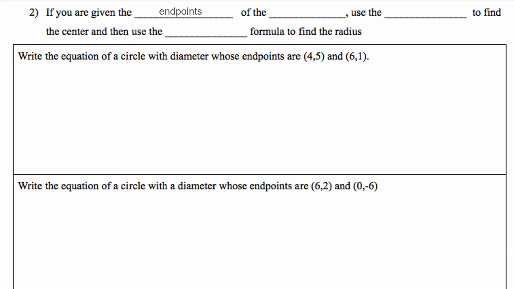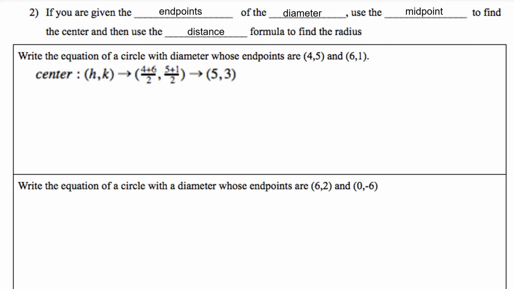However, if you're given the end points of the diameter, you don't have the center. So you need to find the center and you need to find the radius. But what we do know about the diameter is that it cuts through the center of the circle. More specifically, it cuts through at exactly the midpoint. So we're going to use the midpoint formula first to find the center, and then we're going to use the distance formula once we have the center to find our radius.